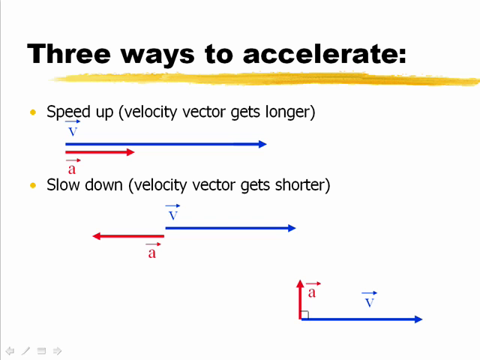Well, there's a third flavor. If the object is not speeding up and it's not slowing down, then the acceleration vector can't be in the same direction and can't be in the opposite direction. The only direction left is perpendicular. And in this case, the object will change its direction. In a small interval of time, we will add a change that's perpendicular to the velocity, and this will cause the velocity vector to change its direction.